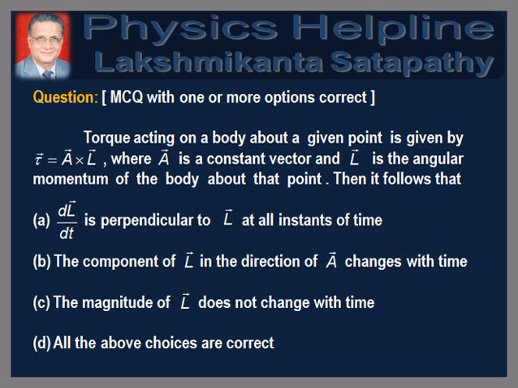Torque acting on a body about a given point is given by tau is equal to A cross L, where A is a constant vector and L is the angular momentum of the body about that point. Then it follows that the options are A.